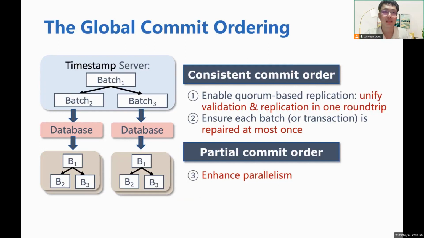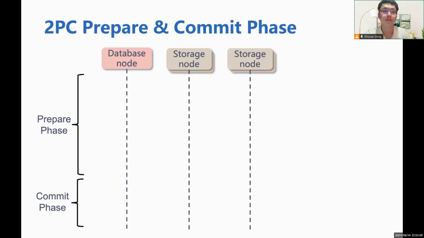With the consistent commit order, HighCrunch also ensures that when a batch is being repaired, conflicting batches cannot be committed, ensuring each batch is repaired at most once. To enhance parallelism, the commit order is a partial order instead of a total one.